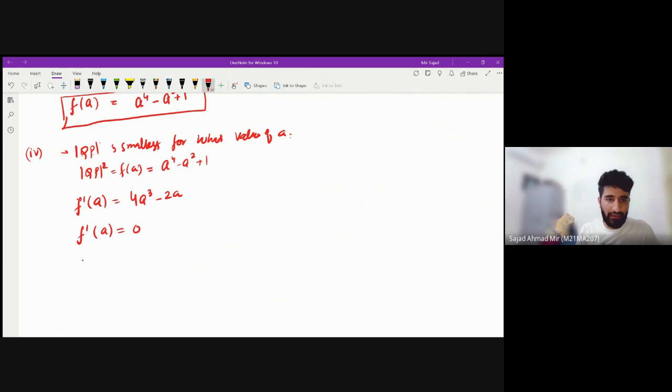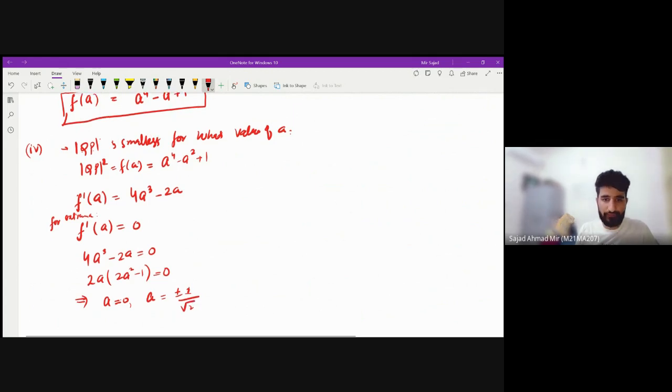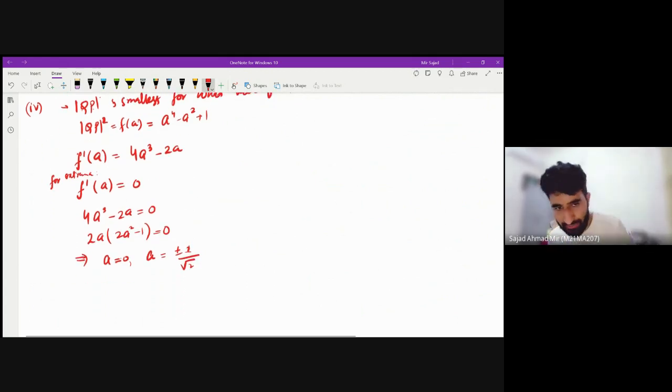So for extrema, we equate the derivative, which is 4a cube minus 2a, equal to 0. Taking 2a common, this will be 2a times 2a square minus 1 equal to 0. From this, I get either a is 0 or a is equal to plus minus 1 by square root of 2.